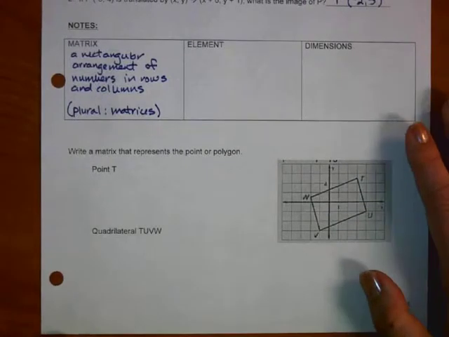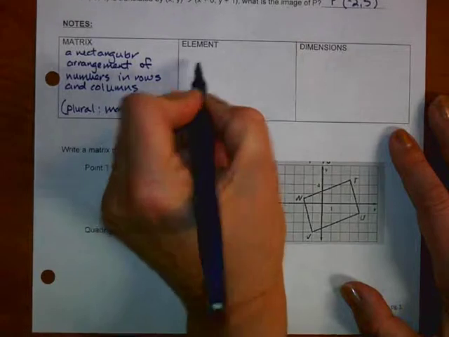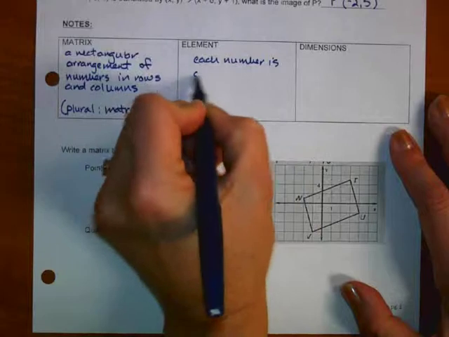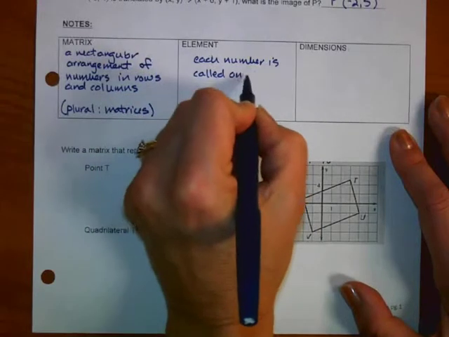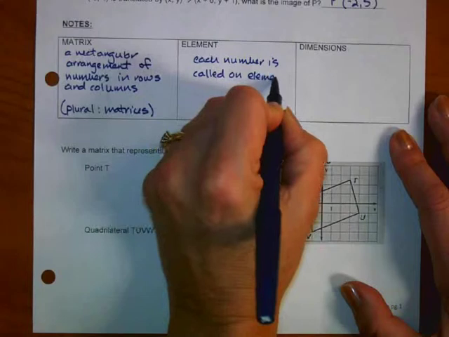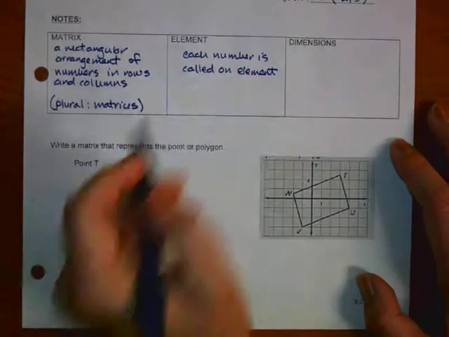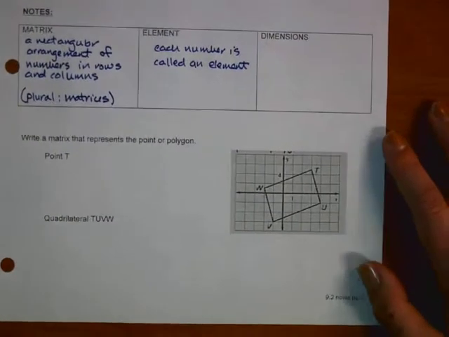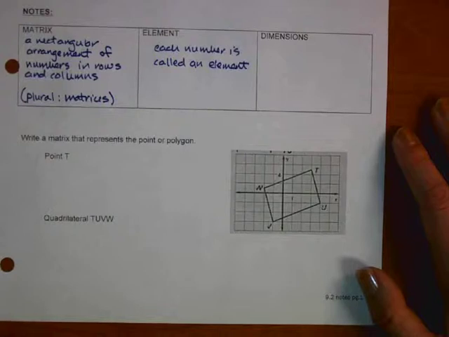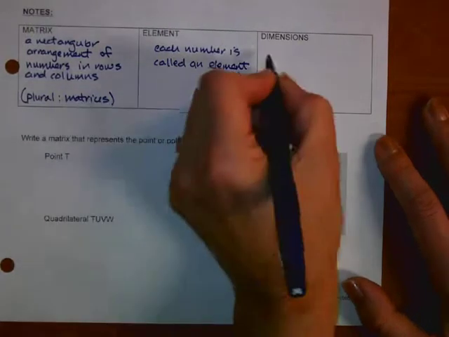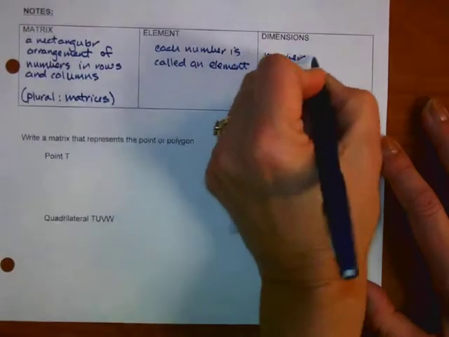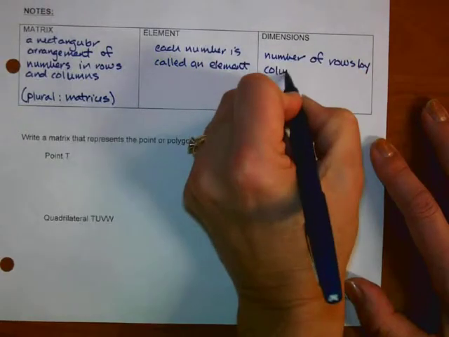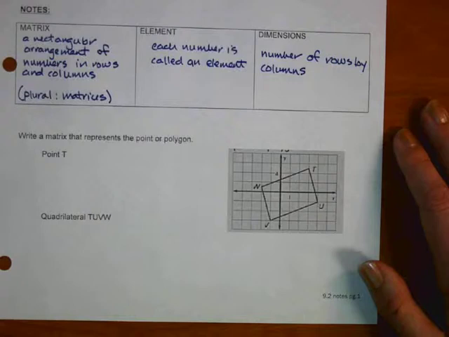All right. Inside a matrix, each of the numbers is called an element. That's an A, an element. Okay, dimensions. It's the number of rows by columns. Now, it's so important to remember which one is first.